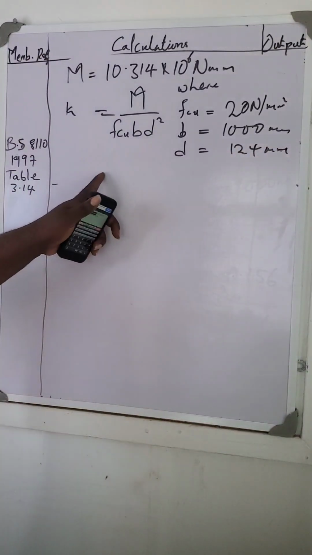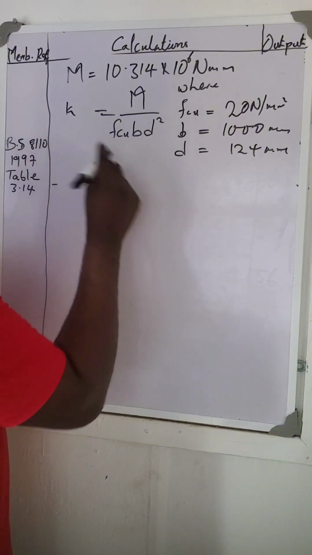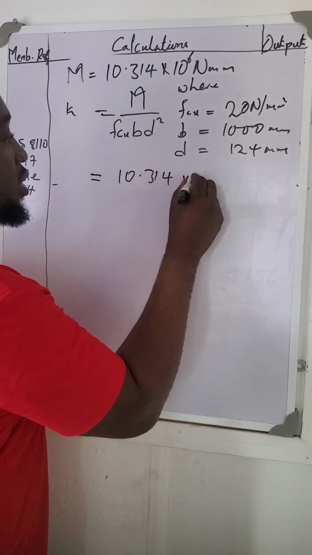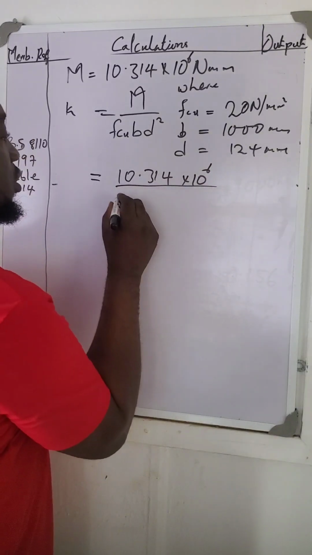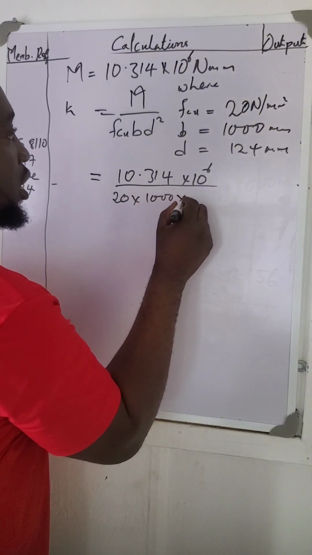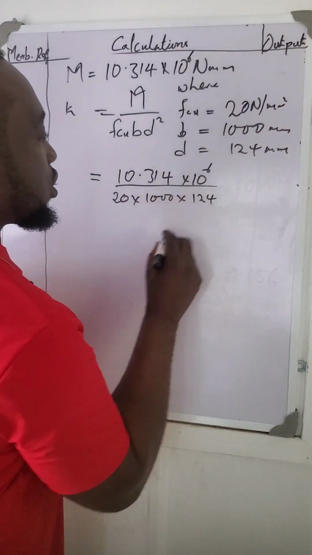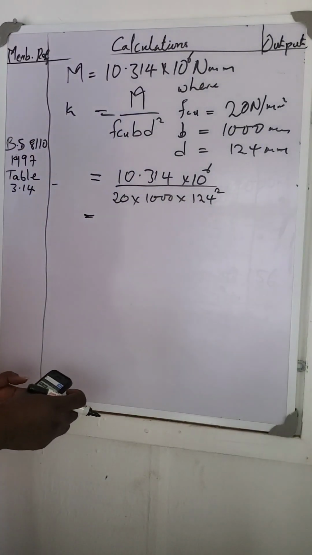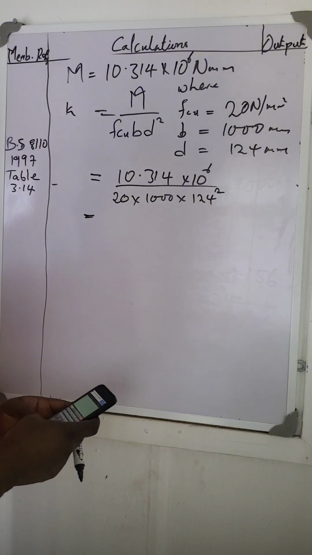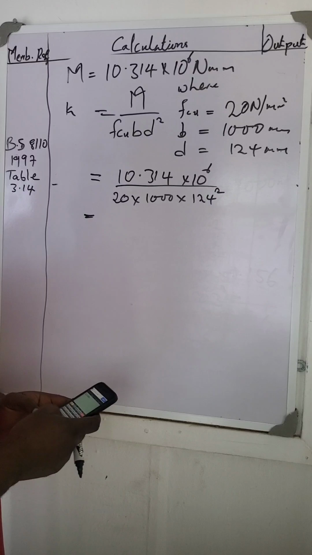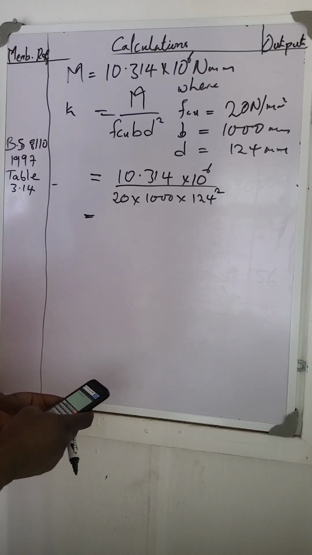Then d is equal to 124 millimeters. All right. Now we'll go straight to computing the value of K, which is 10.314 times 10 raised to the power 6 all over 20 multiplied by 1000 multiplied by 124 squared. You compute that, 10.314 exponential 6 divided by 20 multiplied by 1000 multiplied by 124 squared.